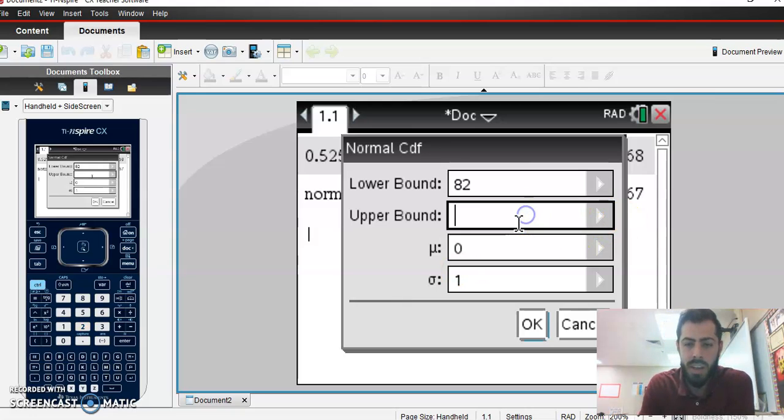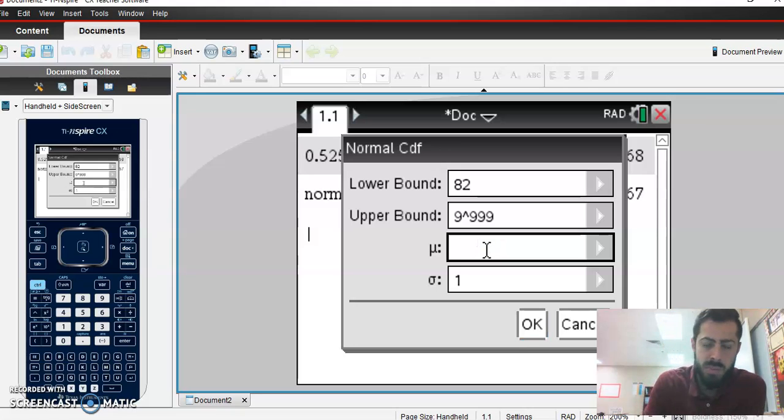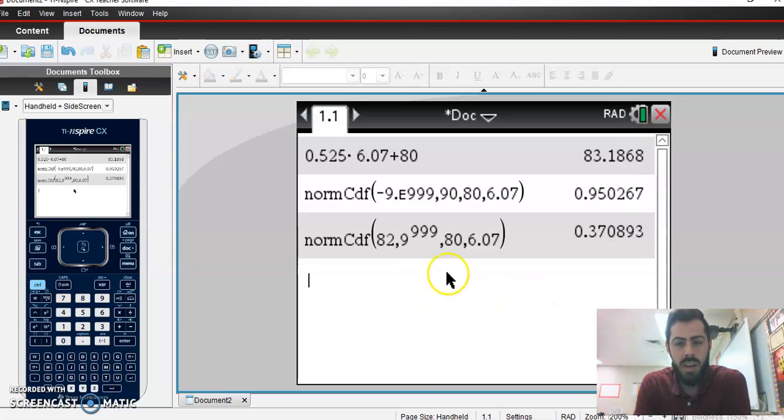My upper bound will be, well, you can't write infinity in the calculator, can you? So just write a bunch of 9s. Actually, the fastest way and the most precise this thing can get, if you do 9 to the 999th power. If you put an extra 9 there, it'll spaz out. But what was our mean? 80. And again, standard deviation, in this case, 6.07. We see that this person did worse than 37% of the class. So this pessimist can see that the sky's not falling after all.